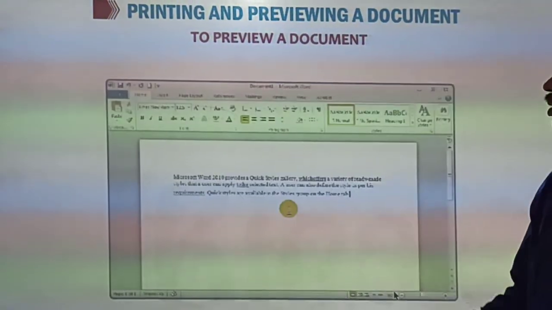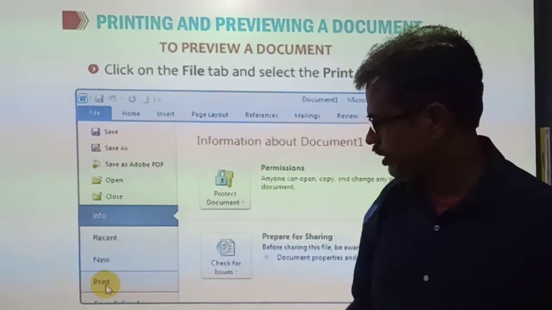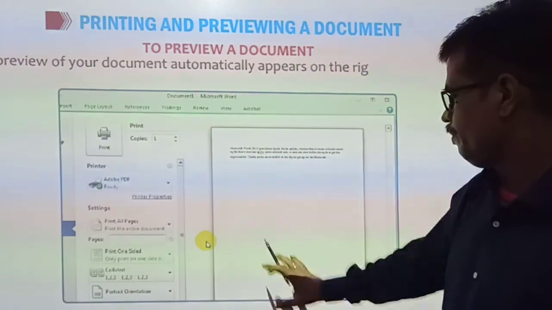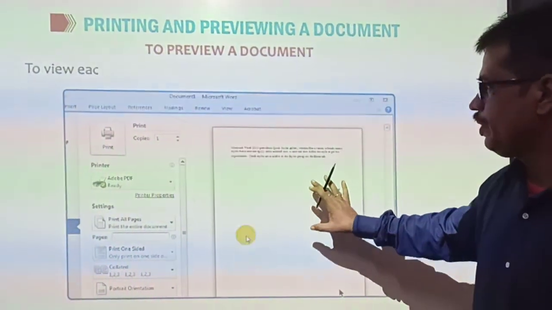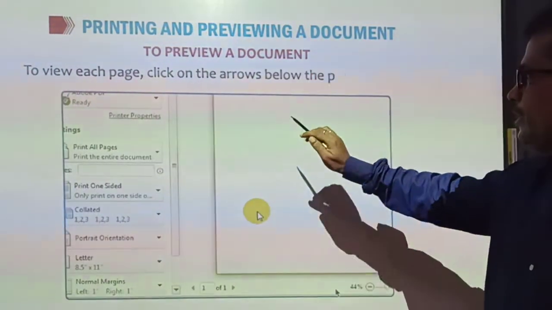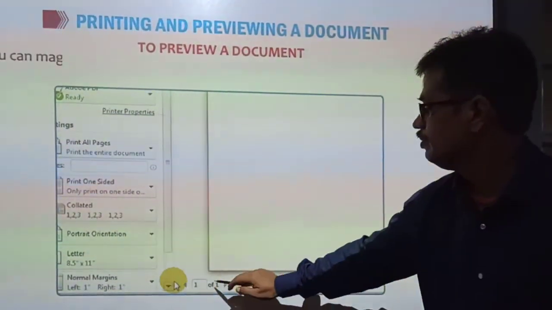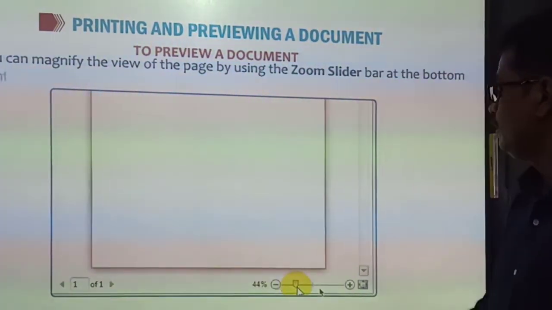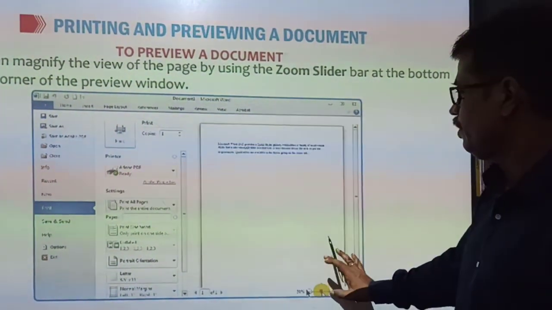Now to preview a document, what steps do you have to follow? Click the File tab, click the Print option. When you click that, the print preview will come at the right side. This is called the print preview option. To view each page, click on the arrows. This is to move to the next page or previous page. This is the zoom slider. You can see your page in a larger or smaller view. This is the use of zoom.